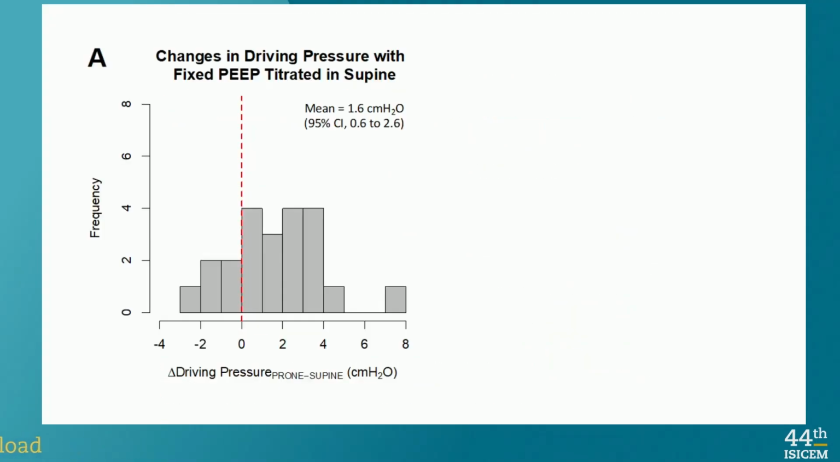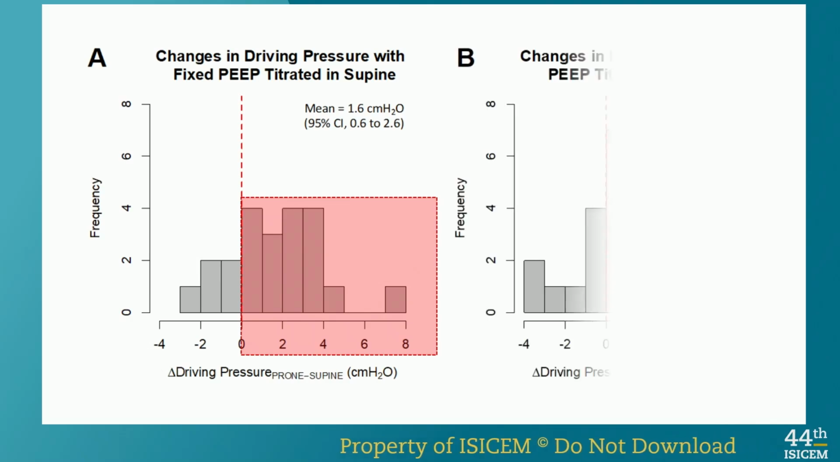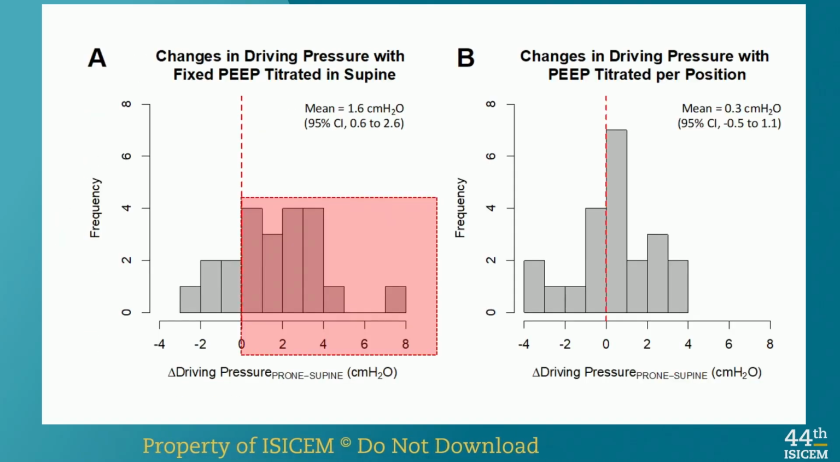So in this paper, for instance, we used the conventional PEEP, low PEEP, and when we turned the patients prone, many patients had an increase in driving pressure. Why? Because we did not titrate PEEP. When we did it, we had a half and half, increase and decrease in driving pressure. So there was no consistent increase in driving pressure.